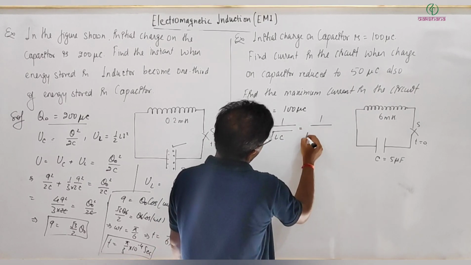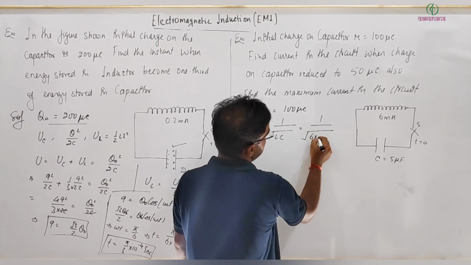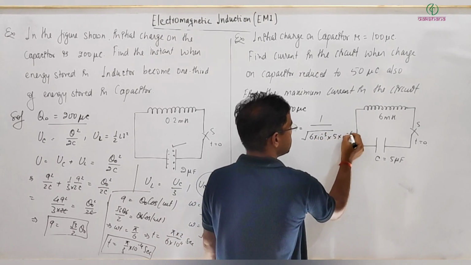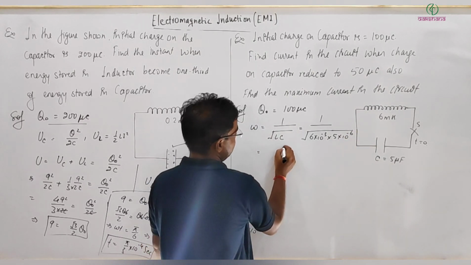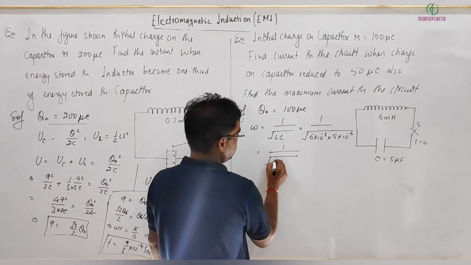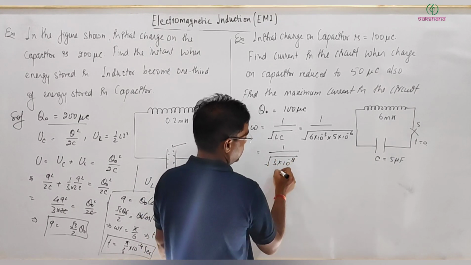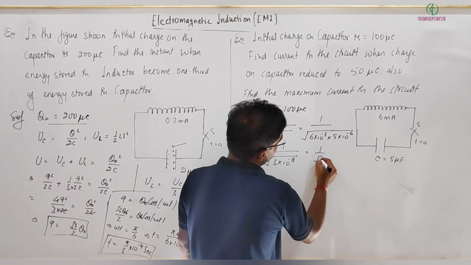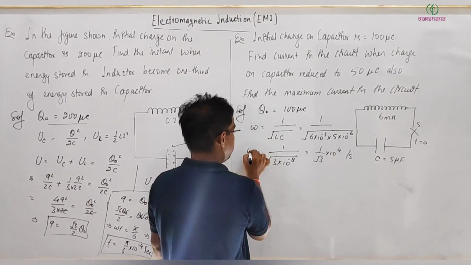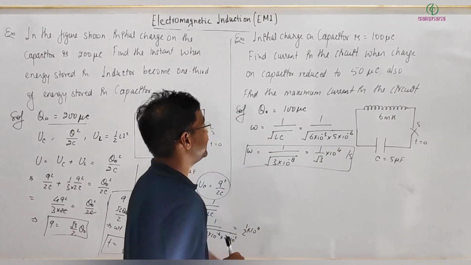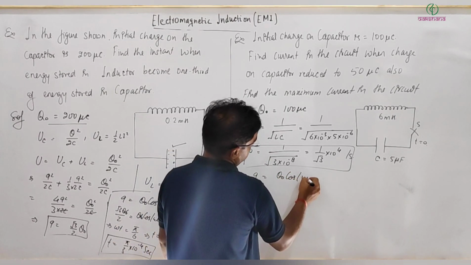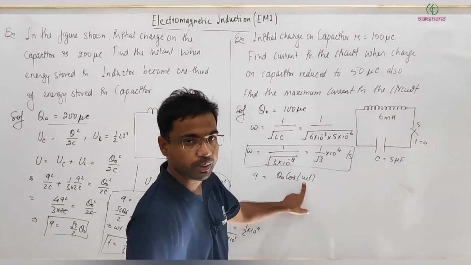That is 1 by, L is 6 into 10 raised to power minus 3, into 5 into 10 raised to power minus 6, right? And this implies 1 by under root, this is 5 into 6, so it will be 3 into 10 raised to power minus 8, and this is 1 by root 3 into 10 raised to power 4. This is per second, your omega. Then I can write Q as a function of time is Q naught into cos of omega t, where I am having Q naught and omega also.